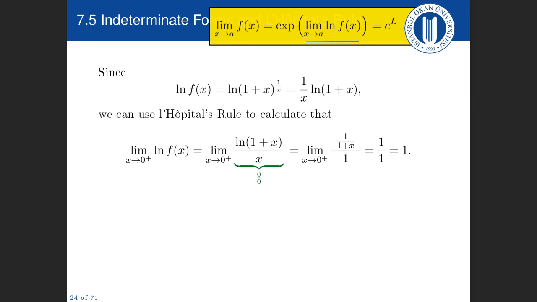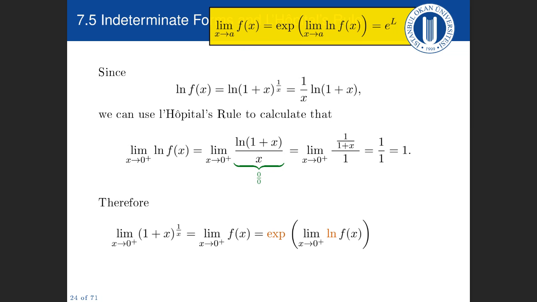Now we know the limit as x tends to 0 from the right of ln of f of x. What we really want is the limit of f of x. So by this most recent theorem, the limit that we really want is equal to the exponential of the limit that we've just calculated. So in other words, it's equal to e to the power 1, or e.